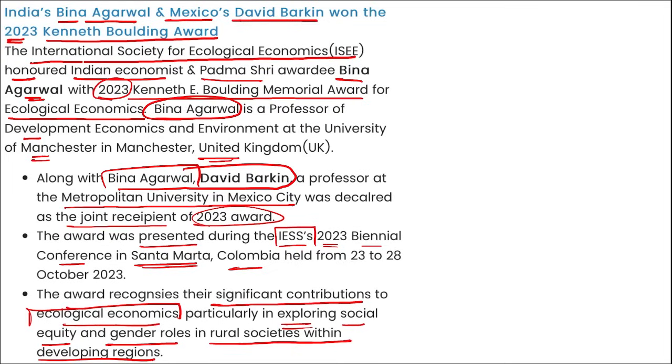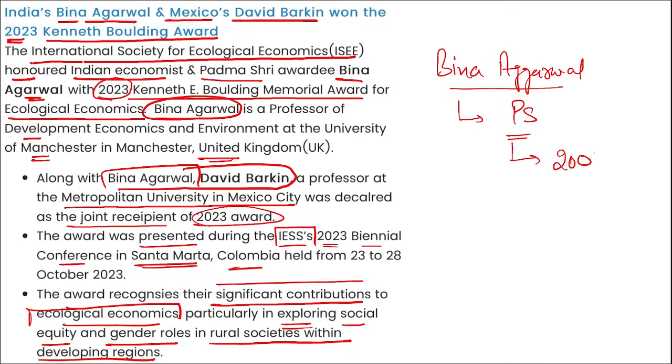Right? So coming back, remember, India's Beena Agarwal and Mexico's David Barkin have won the Kenneth Boulding Award for 2023. And remember, this Kenneth Boulding Award recognizes individuals who have the exceptional qualities of American economist and educator Kenneth E. Boulding, and aims to preserve the wisdom he imparted to ISEE members and beyond. So generally, remember, this award recognizes their significant contributions to ecological economics and exploring social equity and gender roles in rural societies within developing regions. Right? Then next thing you can remember, India's Beena Agarwal was also a recipient of the Padma Shri Award in 2008 for her work in literature and education.